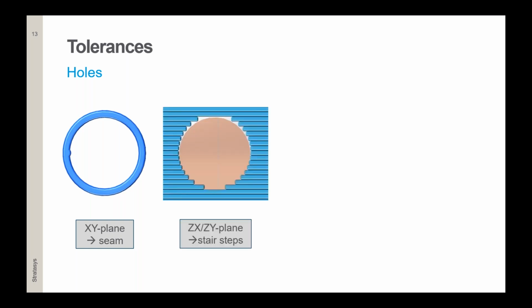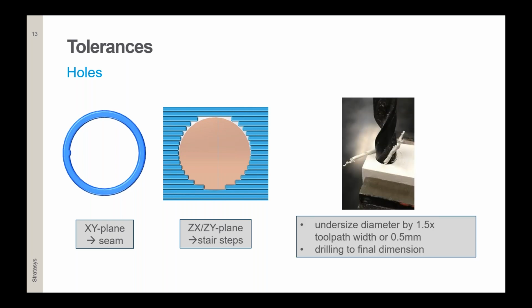Looking at the vertical holes, you may remember from the first part, we have a so-called stair effect, which, depending on the slice height, might change the position of your hole by a tiny bit. Therefore, again, if you're looking for absolutely perfect holes, I would recommend you drill them after the print. And the recommendation is to undersize the diameter of the hole by 1.5 times the toolpath width.